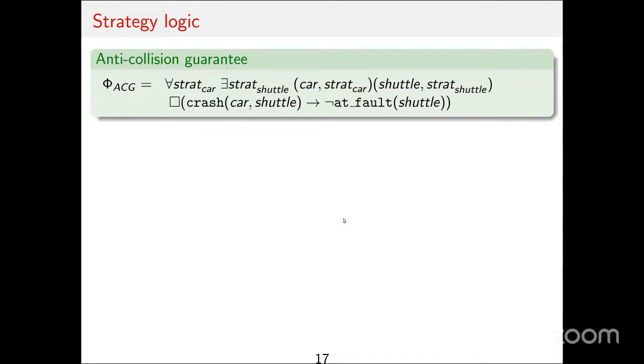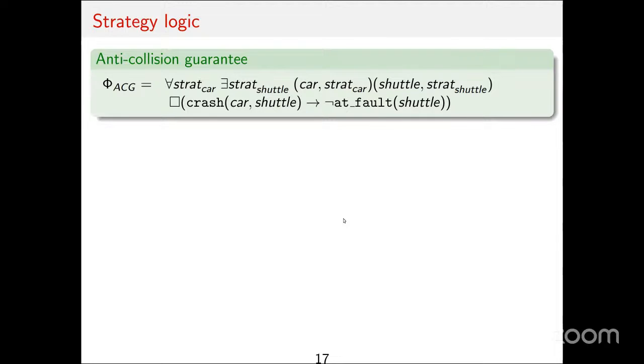Those are basic quantifiers, and then you need to give each strategy to a player. So you will say the car performs the strategy of the car, and the shuttle performs the strategy of the shuttle. This is what we call a binding, and it is really a core element of the logic. And on this example, it looks like it is obvious because, of course, the car will play the strategy of the car and the shuttle the strategy of the shuttle, but we will see that it is really interesting sometimes. And then you have an LTL formula that is globally, if the car and the shuttle crash, it means it's not the fault of the shuttle.